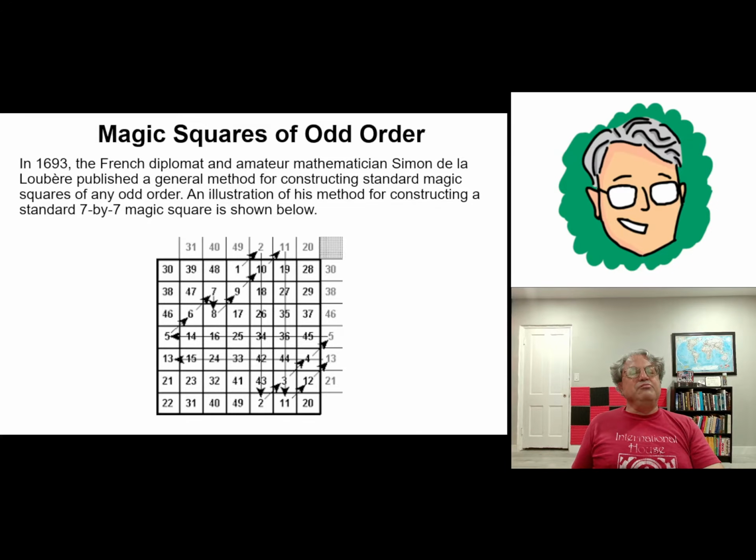But he actually came up with a method for constructing an arbitrary magic square of odd order. It has to have odd order. It wouldn't work for even order. But this illustration shows you how you would construct it.